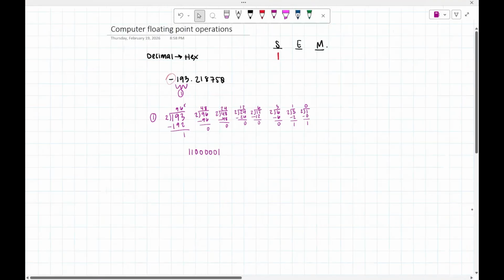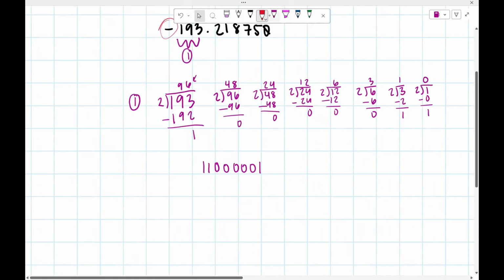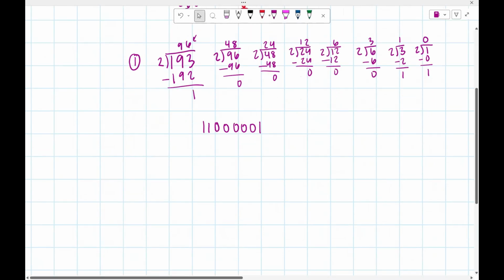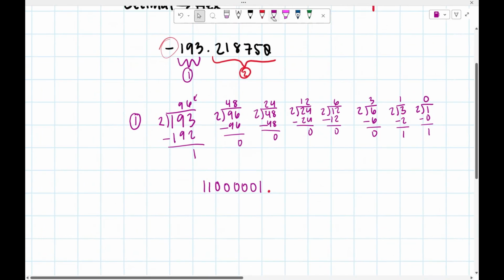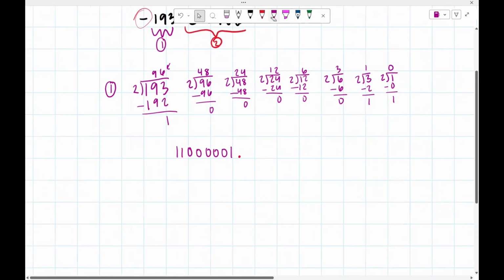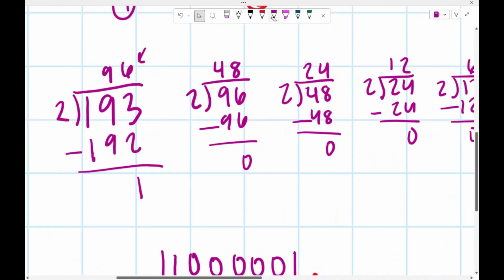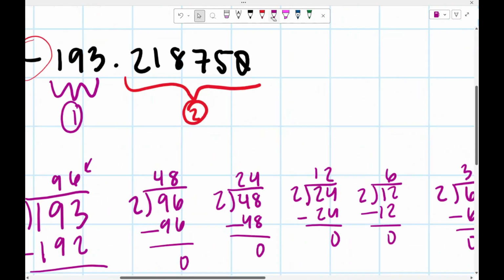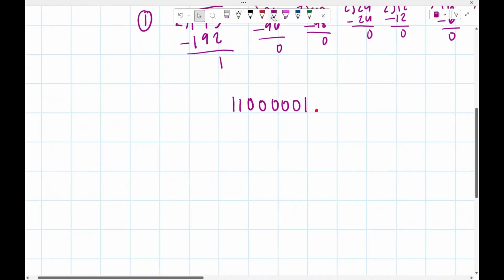Okay, so that's the first half of the mantissa. The next half we want to work with is the decimal part, and that's going to follow this first part, which was the whole number. To convert this decimal part into binary, we'll do the opposite of what we did before. For the whole numbers, we were dividing by the base 2. But for the decimal numbers, the not whole numbers, instead of dividing, we're going to multiply by 2.